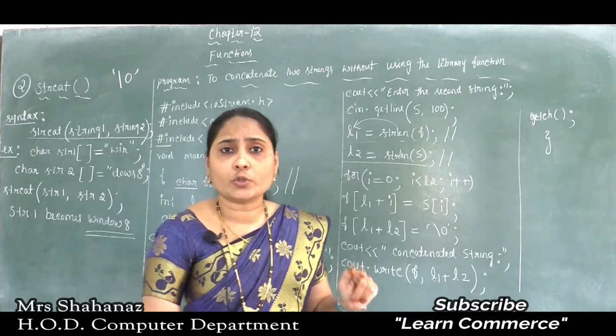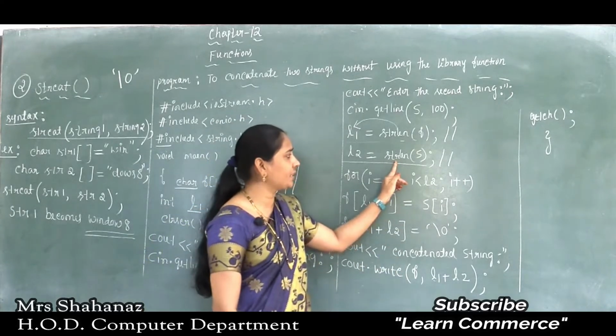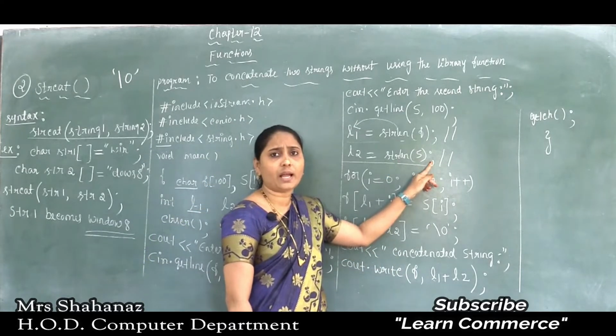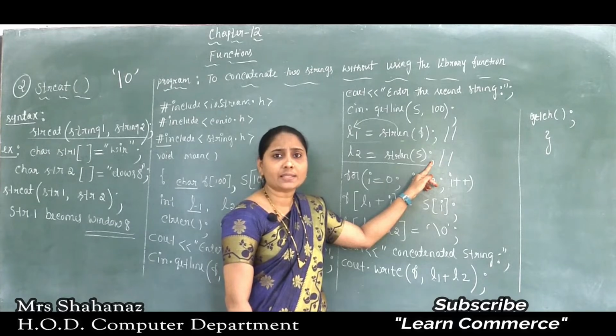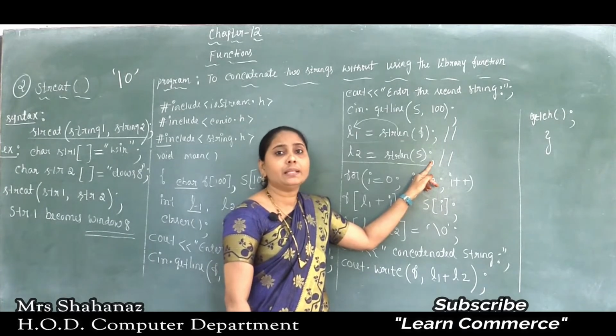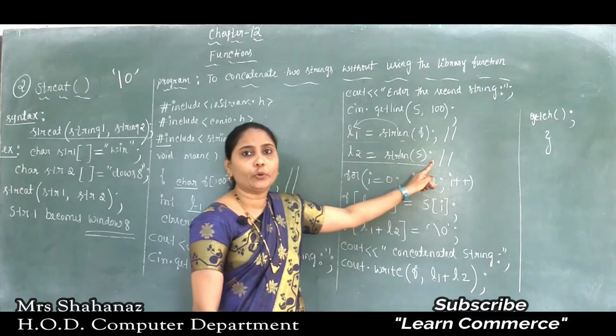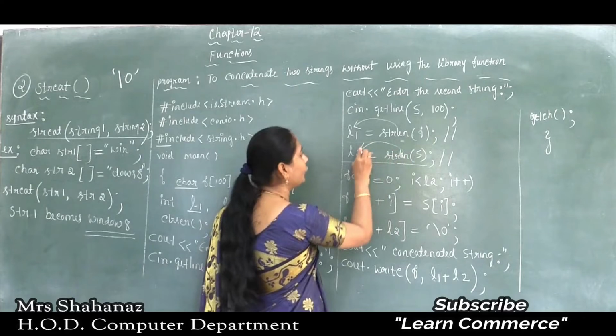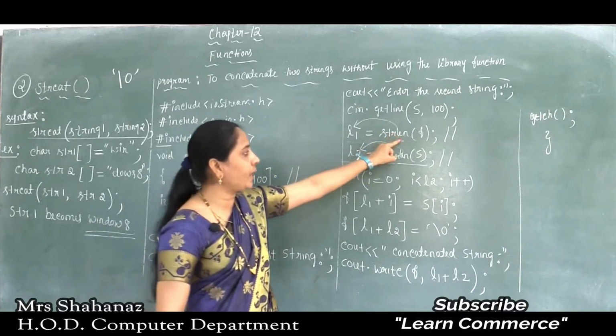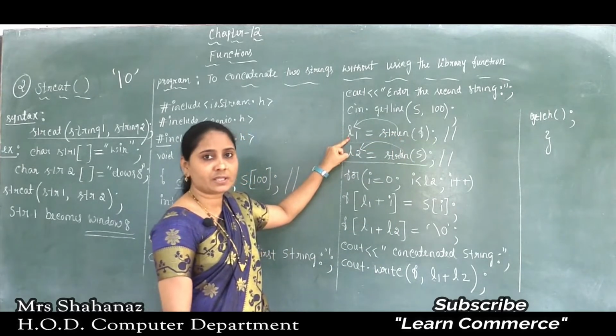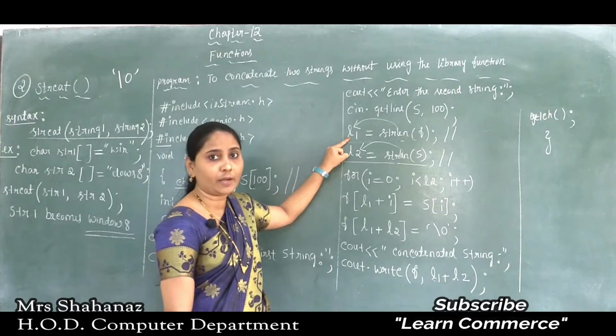How many characters are there in string 2? No changes, just only strlen, as we know the second string name is S here. After finding the length of string 2, it is going to be copied to the variable L2. Clear this point here? After finding, the length of string 1 gets copied to L1.